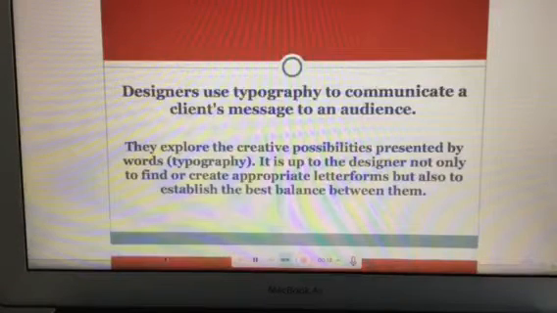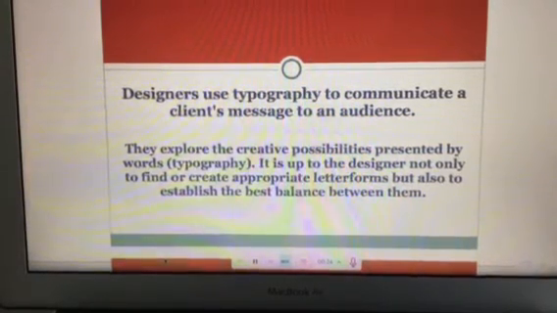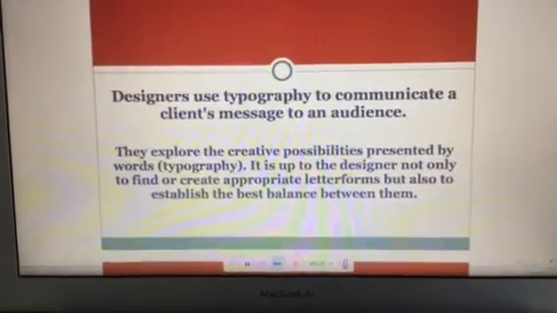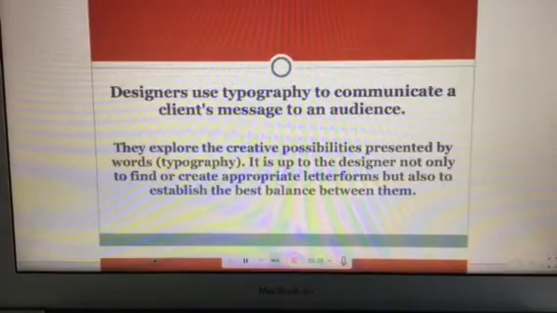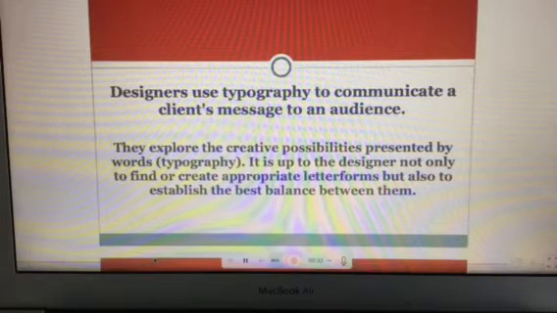Typography can be simply described as the arrangement of text. Designers use typography to communicate a client's message to an audience. They explore the creative possibilities presented by words. It is up to the designer not only to find or create appropriate letter forms, but also to establish the best balance between them.